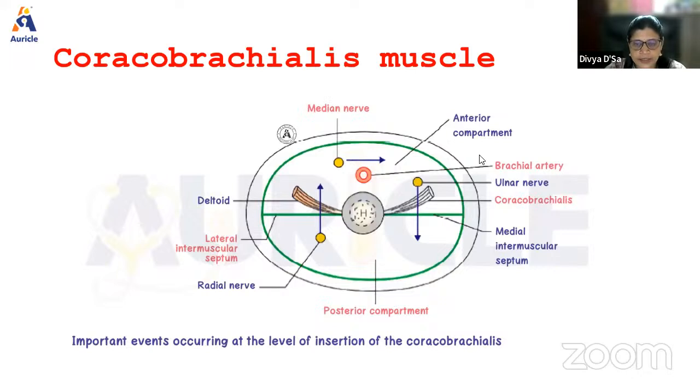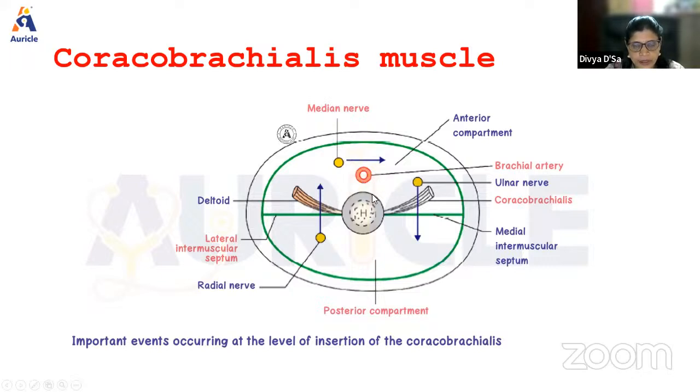Next is the events occurring at the insertion of coracobrachialis. Coracobrachialis is getting inserted into the middle part of the medial border of the shaft of the humerus. So what happens here is, at that level where it gets inserted, the circular shaft of the humerus will become triangular. Then the brachial artery will pass from the medial side of the arm to the anterior aspect.